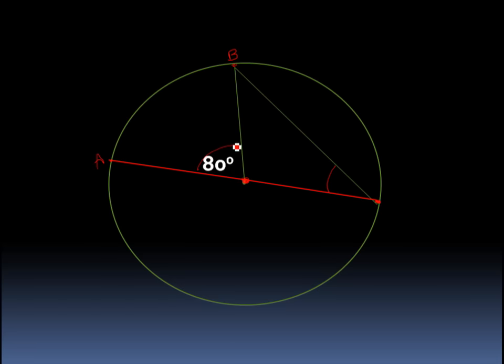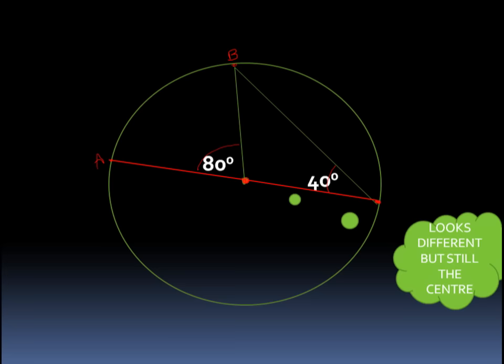So the angle at the center must be twice the angle at the circumference, because they're both standing on the same arc AB. They are subtended by the same arc. And this is not necessarily easy to spot, as mentioned early on. So that's one thing we always have to keep in mind. They're not always easy to spot, but if you focus on the theorems or the principle, you're certain to get it. So yes, the angle at the center is 80. The one at the circumference must be 40 degrees. It looks different, but it's still the center.